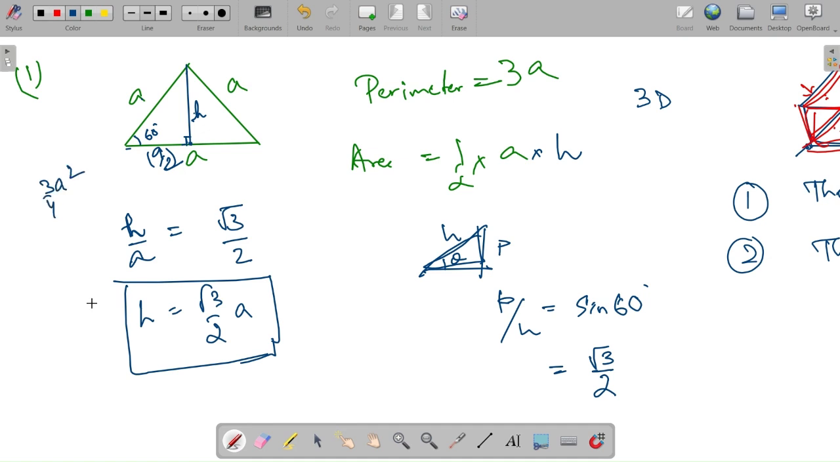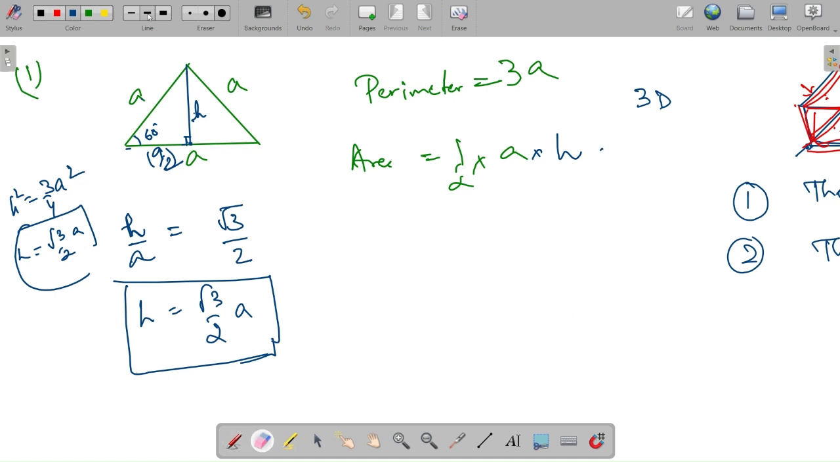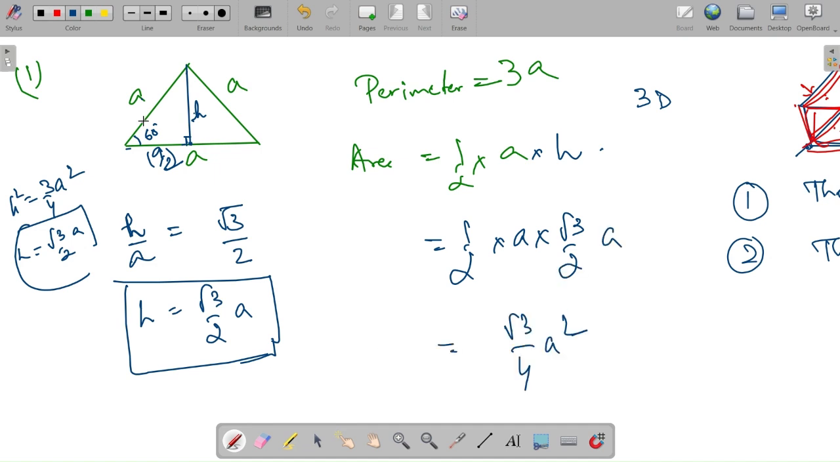3/4 a square. Then what will h be? √3/2a. So you can get it from here as well. So if I put this here, what will we get? If we put h equals to here, half into a into √3/2a. So this is √3/4 a square. So this is for equilateral triangle.